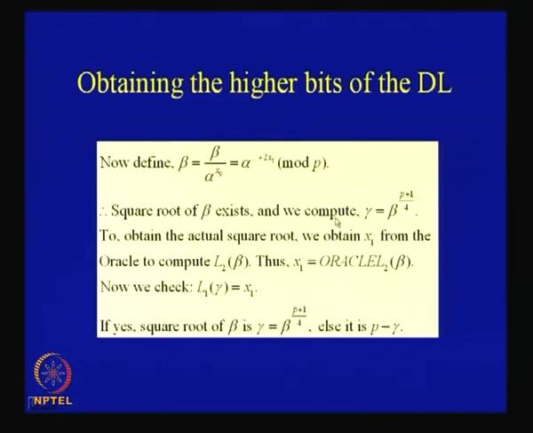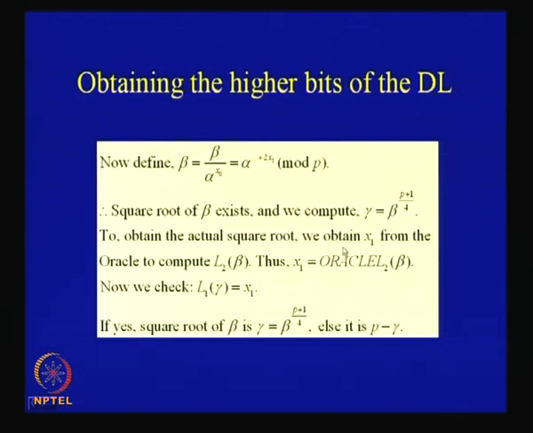So, what we do is that we compute the value of gamma, which is equal to beta to the power of (p+1)/4. Note that beta has been updated by this value, do you see that. So, we compute the value of beta to the power of (p+1)/4. Now, in order to obtain the actual square root, there is a dilemma, because it is either plus beta to the power of (p+1)/4 or p minus that.